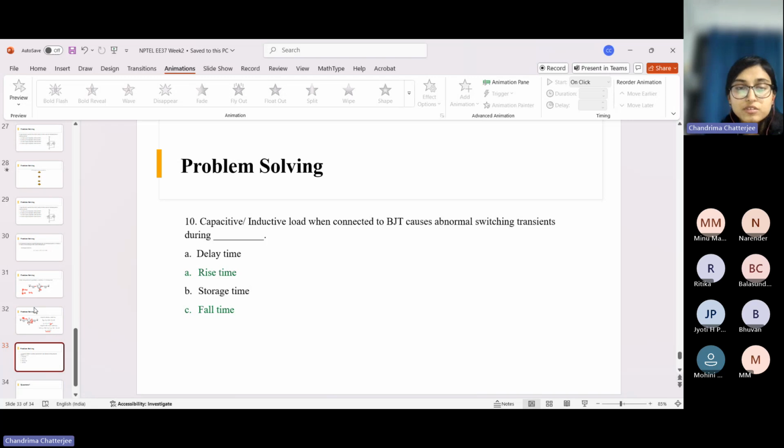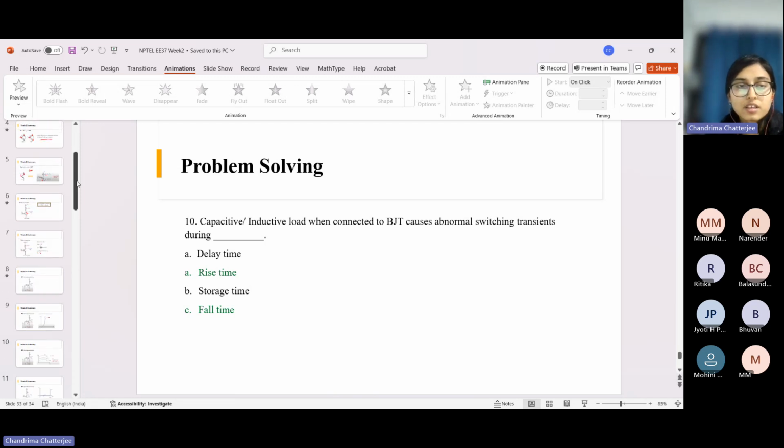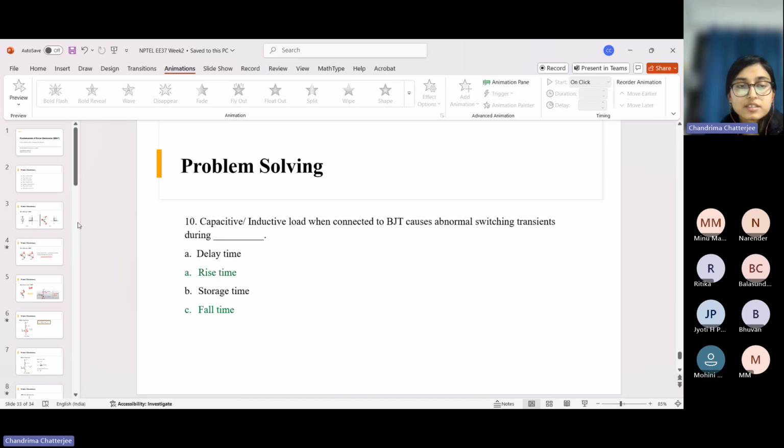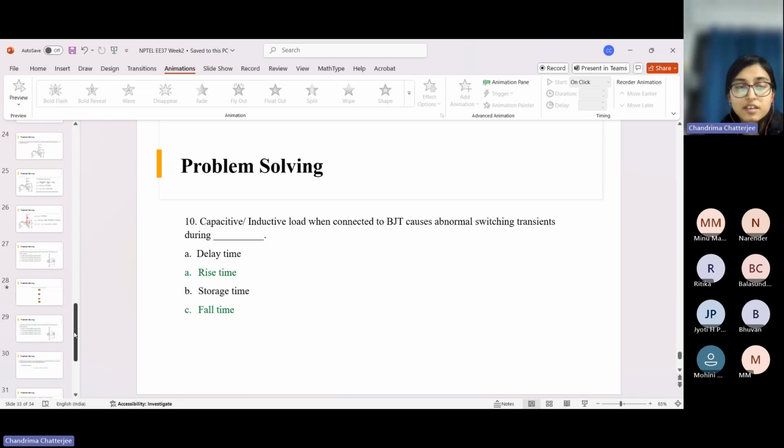Okay, if nobody has any question, what I plan to do is show you one data sheet. In the lecture series, if you have listened to the lectures, sir has shown you some data sheets and how to see the parameters from an actual data sheet. I will also show a data sheet here.